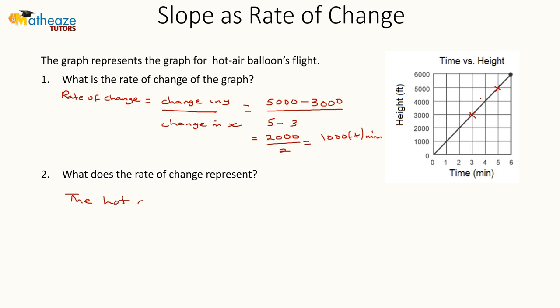The hot air balloon travels at a rate of 1,000 feet per minute. So that's how you interpret the rate of change values.